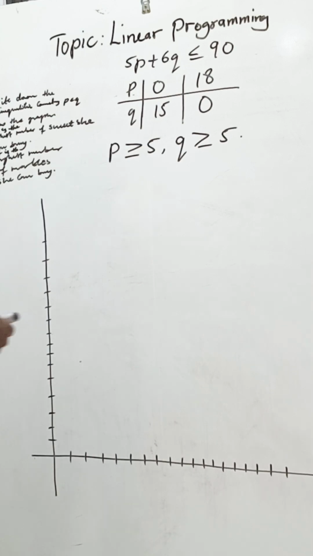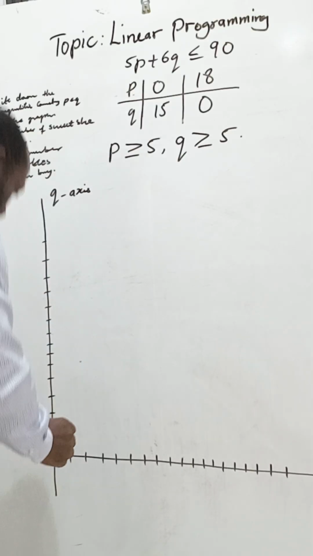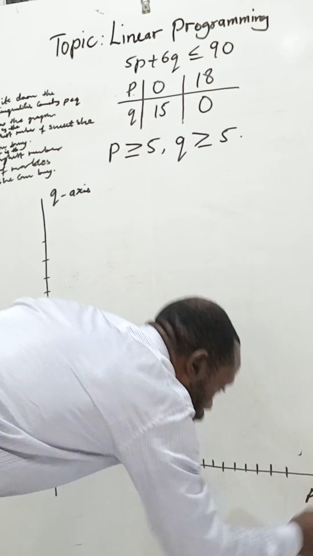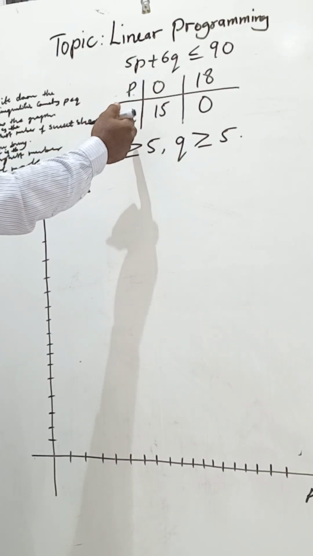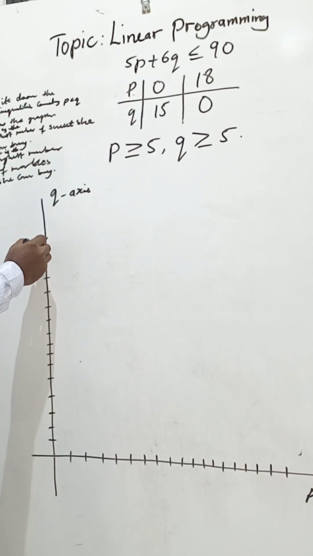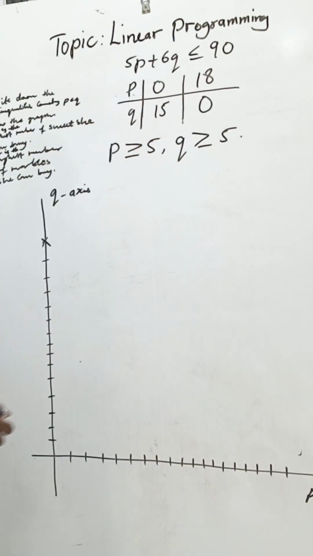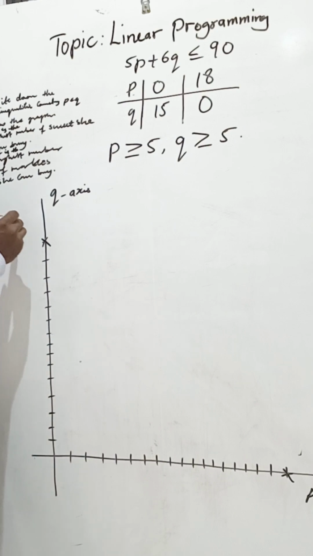So at the point where p is 0, let this be the Q axis. Let this be the P axis. Okay, so at the point where p is 0, q is 15. That is this point here. At the point where p is 18, q is 0. That is this point here. So I'm going to draw a straight line to join both points.